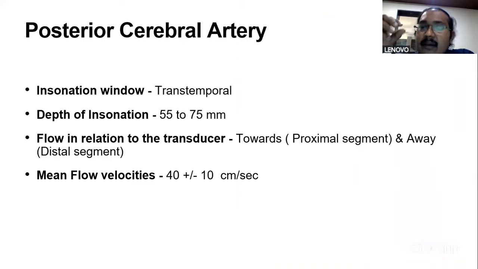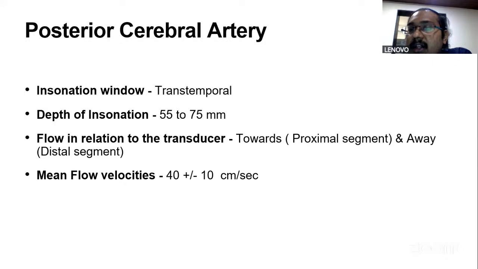Then the posterior cerebral artery. So we use the transtemporal window, and we need to angulate the probe slightly posterior, at a depth of insonation of 55 to 75 mm. The posterior cerebral artery can be divided into two components, proximal and distal segments.